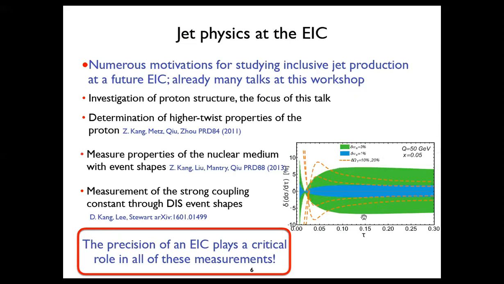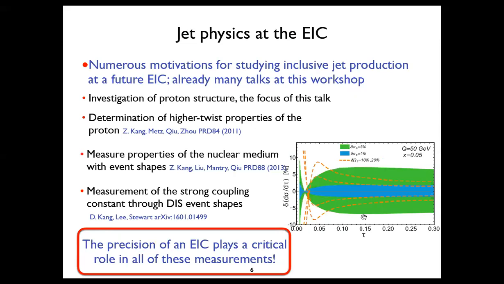There's determination of higher twist properties of the proton. There's measurement of the properties of the nuclear medium with event shapes. There have been proposals to measure the strong coupling constant using event shapes in deep inelastic scattering. And for this last one, let me just show you a little bit of a plot here on the right, which serves to set the precision goal on many of these measurements.